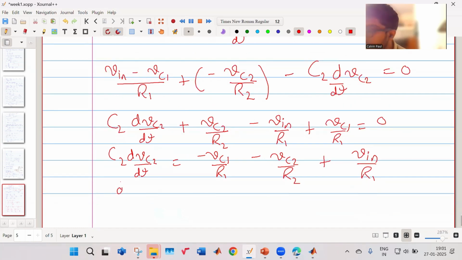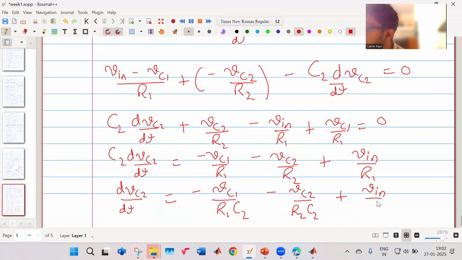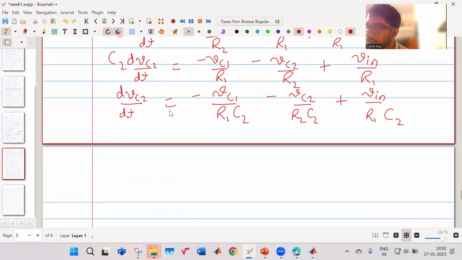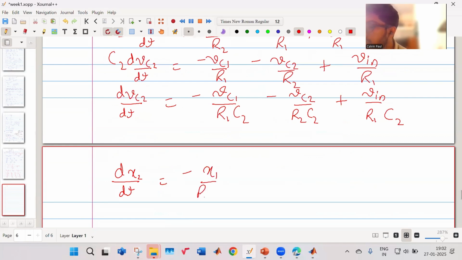So we can write this further as dVc2 by dt is equal to minus Vc1 upon R1 C2 minus Vc2 by R2 C2 plus V in upon R1 C2. So this is the equation, and now we will write it in terms of the state space equation. We will get dx2 by dt is equal to minus x1 by R1 C2, then minus x2 by R2 C2 plus u upon R1 C2. So this is the equation B.